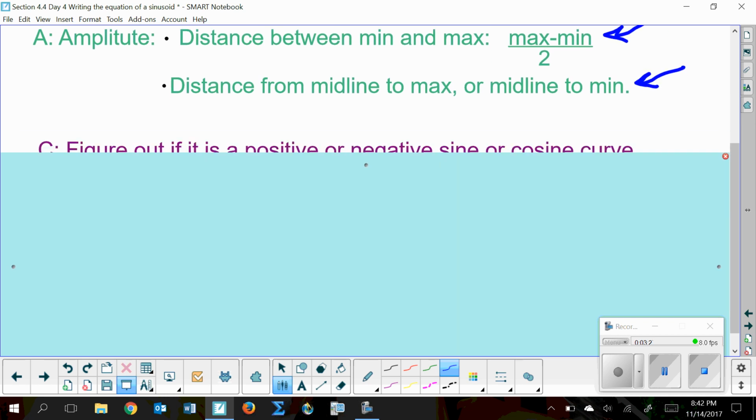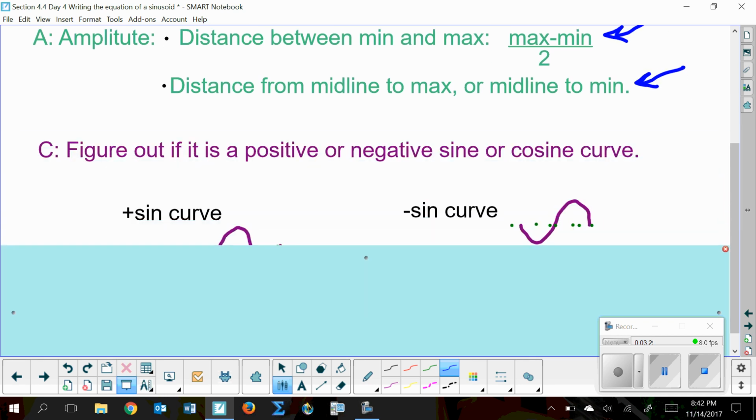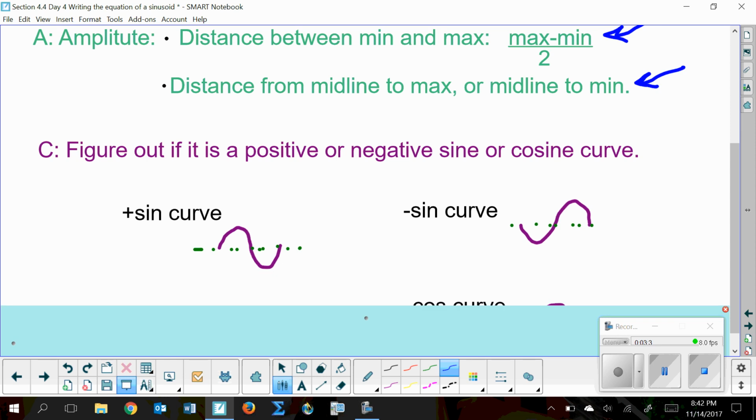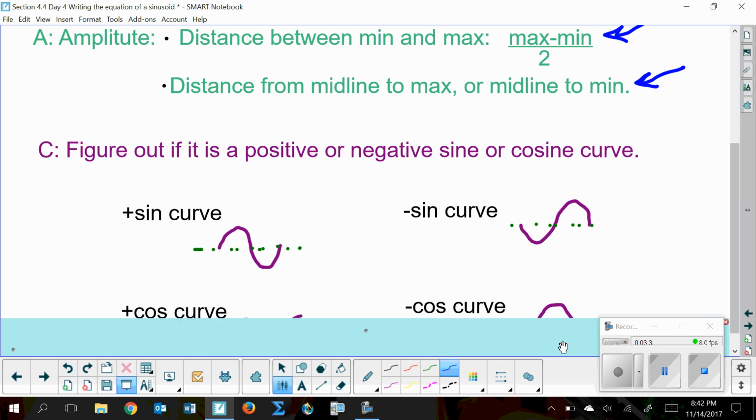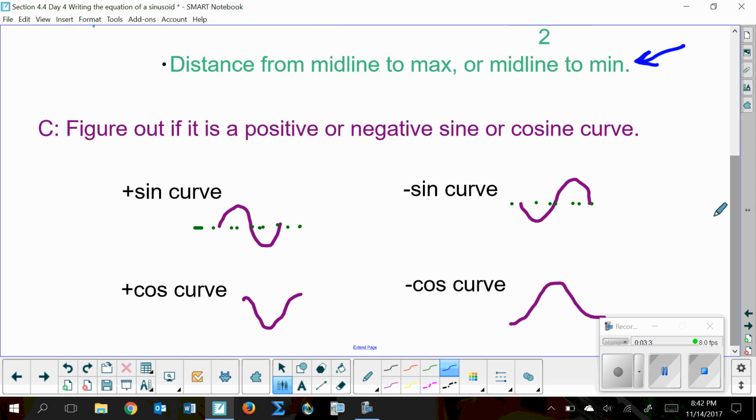The last one that we're going to look at is your C value, and you have to figure out if it's a positive or negative sine or cosine graph. So here's what you have. If it's a graph like this and it starts at the midline and goes up, down, down, up, that's a positive sine curve. If it's a graph that starts at the midline and goes down first, down, up, down, it'd be a negative sine curve.